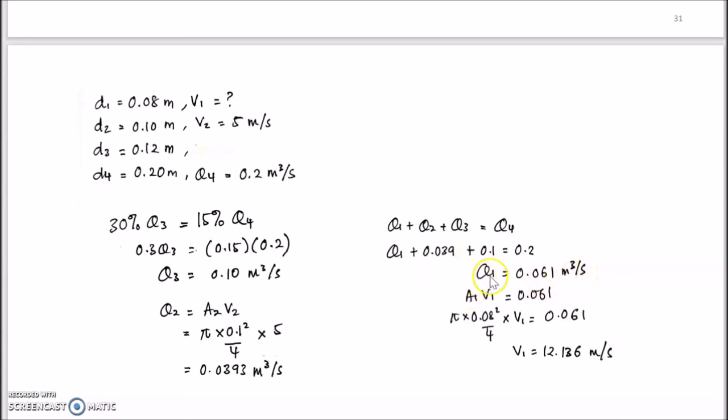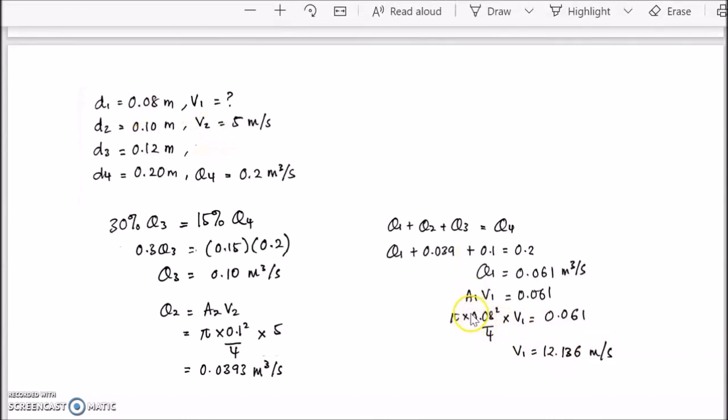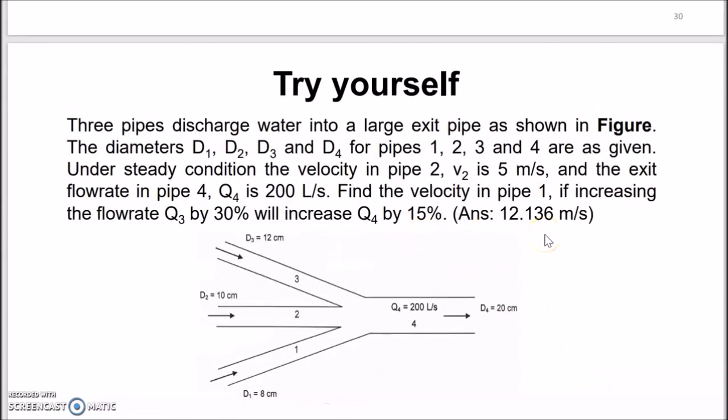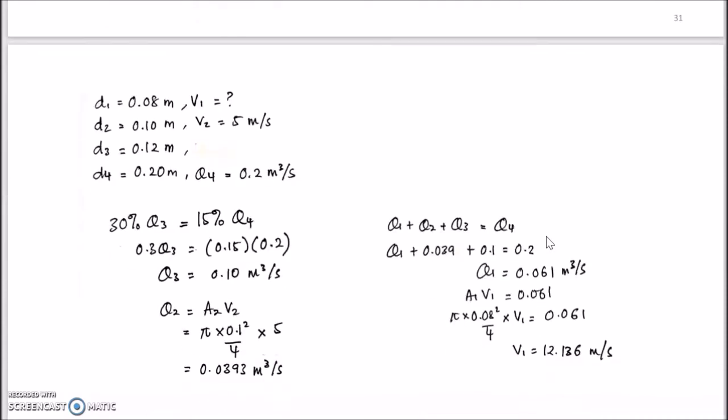So now Q equals AV, so 0.061. The velocity V1 can be calculated by using the diameter to calculate the area. So V1 is 12.136 meters per second. That is the answer for velocity 1. Okay, so that's all for topic 5. Thank you very much.